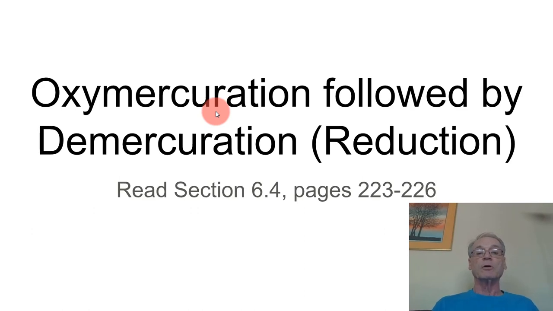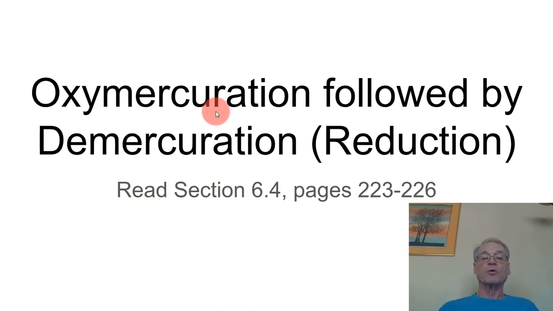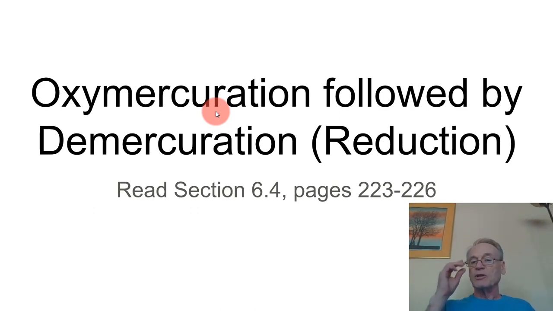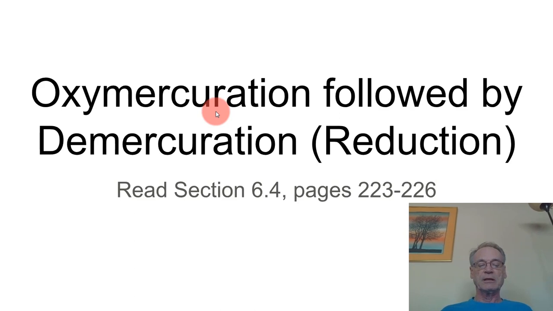Hello, in this video I will be talking about a reaction of alkenes called oxymercuration demercuration. In the book they refer to it as oxymercuration reduction. Same thing. And this is in section 6.4 in the book, pages 223 through 226. A little bit longer read than some of the other sections, but it's a little bit of a complicated reaction. So please read those pages and then come on back and view the rest of the video.